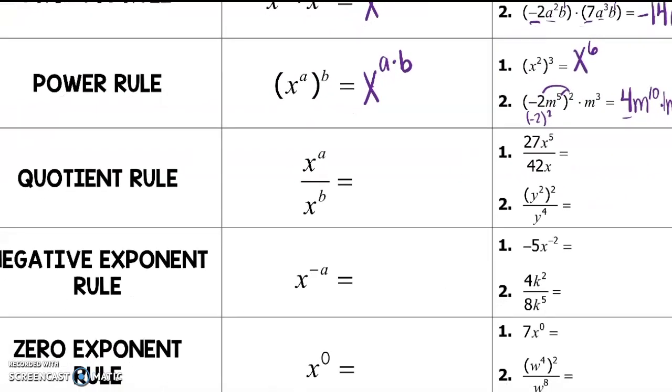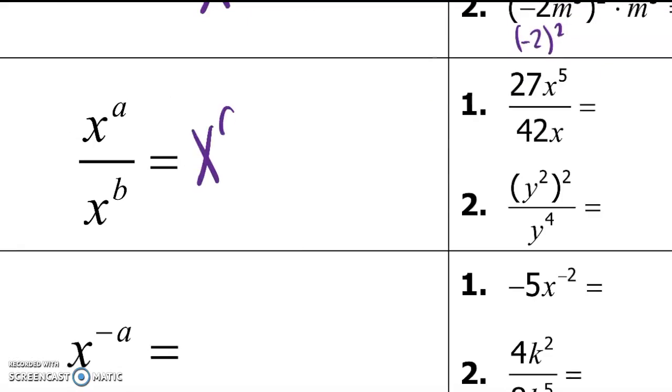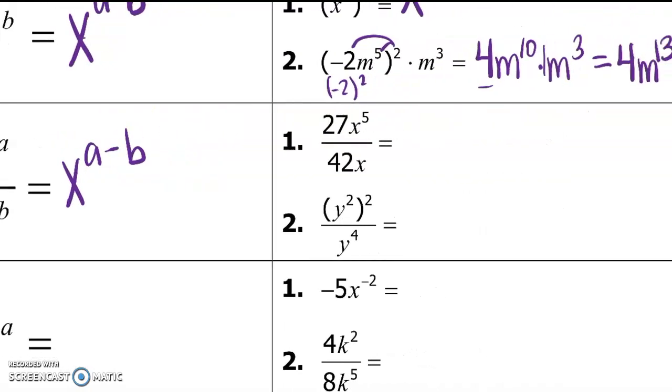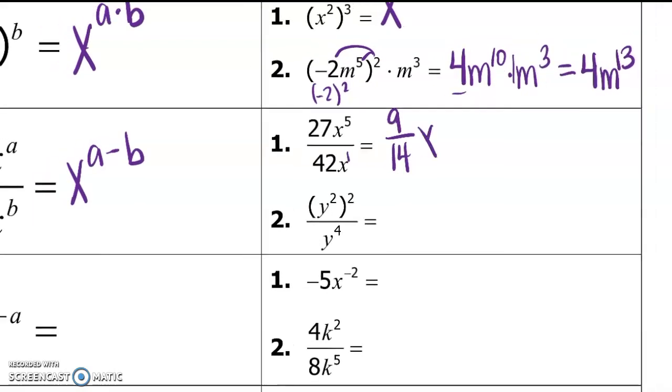Our next one is the quotient rule. When we're dividing, we subtract our exponents. So this becomes x to the a minus b. So the one mistake we make is we think we need to subtract 27 minus 42, but we do not. It's a division problem, so you need to divide those. You need to simplify them. 3 goes into both, so 9 over 14. Then we subtract, remember there's a 1 here, so x to the 4th.